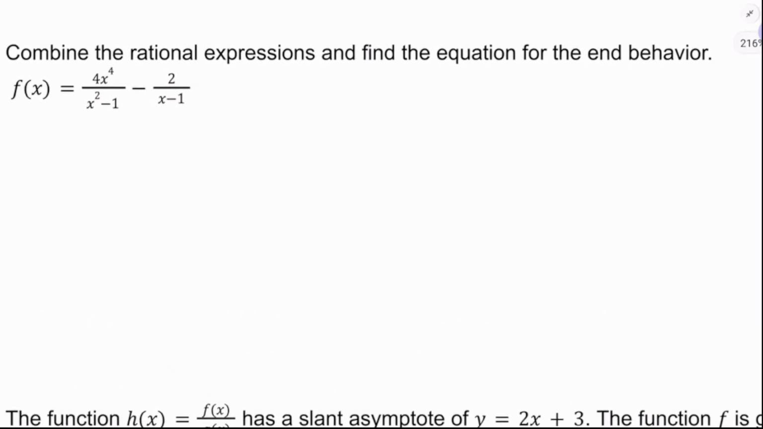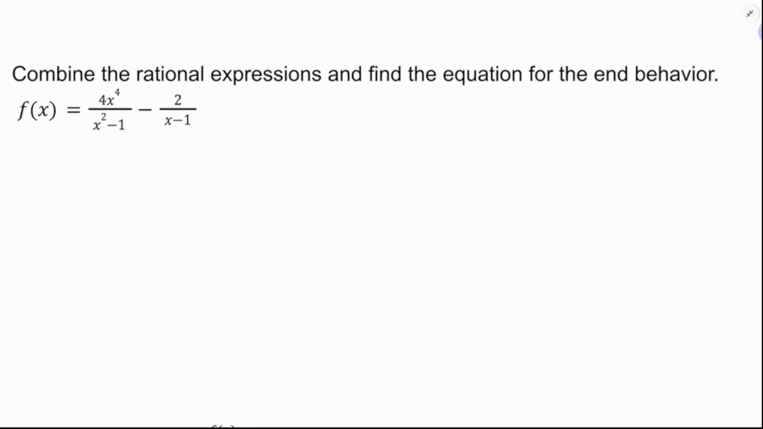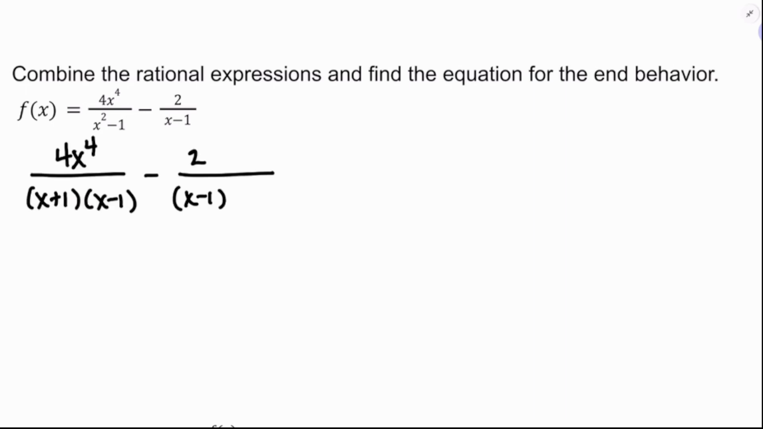Okay, so combine the rational expressions to find the equation for the end behavior. That's one I definitely want to do with you. So what we're going to do, we're going to combine these with a common denominator. So I factor the denominator of the first term, the x squared minus 1. I'm going to factor that because I know I can. And then I say, oh, okay, I've got one of the factors. I just need to add any other one, so I need to be multiplying by 1. So I add it on top and bottom. And then I'm going to combine these.